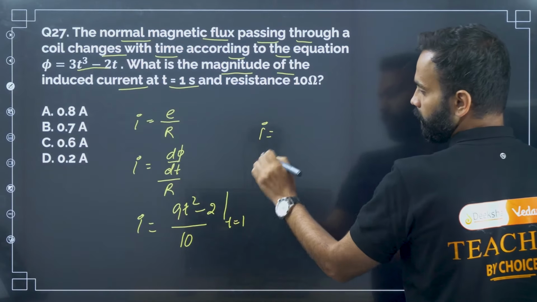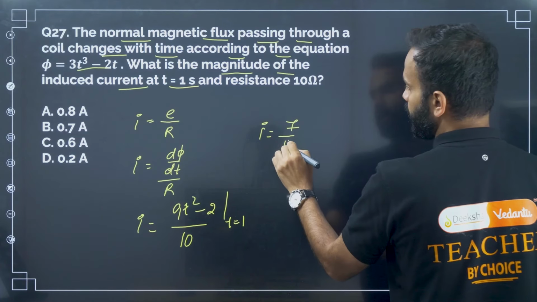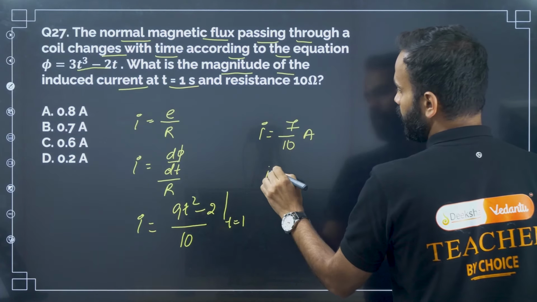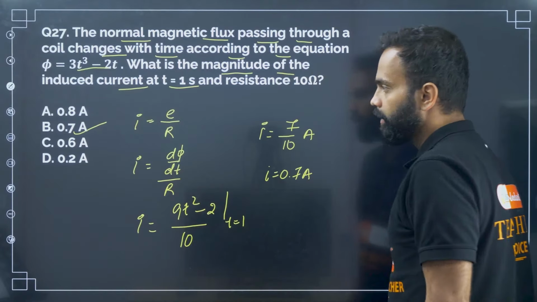So now I equal to 9 into 1 is 9, 9 minus 2 is 7, right? So 7 divided by 10 ampere. So now I equal to 0.7 ampere. The correct option is B.